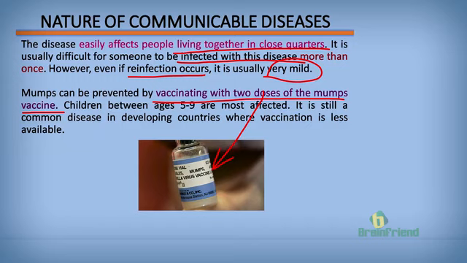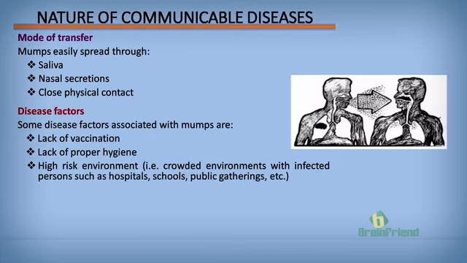Children between ages 5 to 9 are most affected by this virus. It is still a very common disease in developing countries where vaccination is less available. Mode of transfer of this disease: mumps can be easily spread through saliva, nasal secretions, and close physical contact.